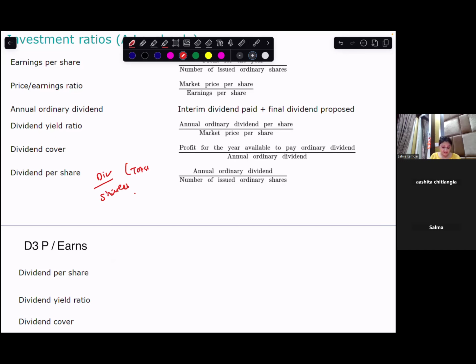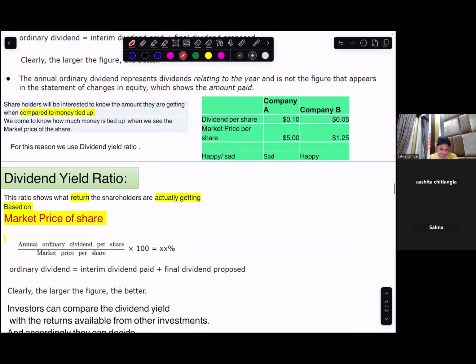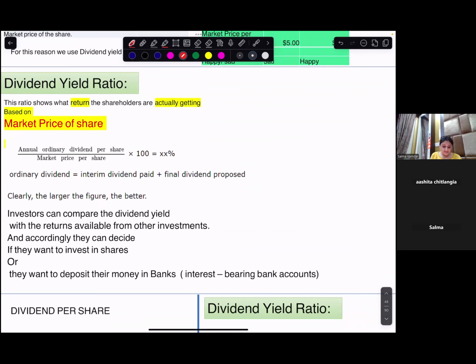Okay, now the dividend yield ratio. For the dividend yield ratio, you take the dividend per share divided by the market price per share. So this ratio tells you the returns the shareholders are getting based on the market price. Based on the market price, what is the return that the shareholders are getting? Dividend yield. Yield is return.